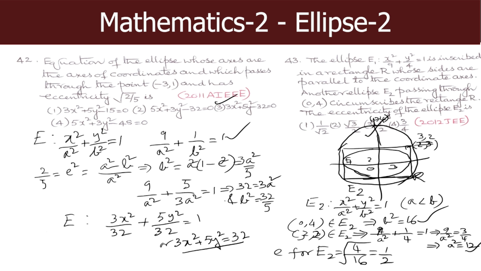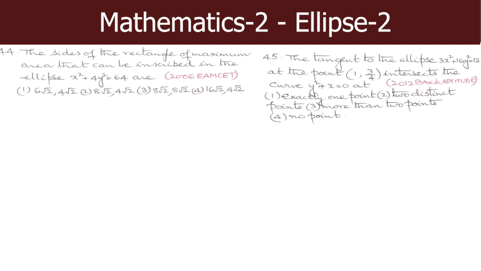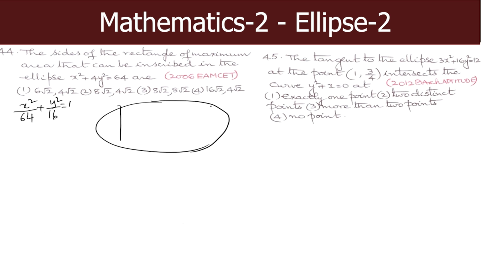Okay. Next, the sides of a rectangle of maximum area that can be inscribed in the ellipse x square plus 4y square equal to 64, 2006 EAPCET. The ellipse is x square by 64 plus y square by 16 equal to 1. Here is the ellipse. The rectangle is inscribed here.